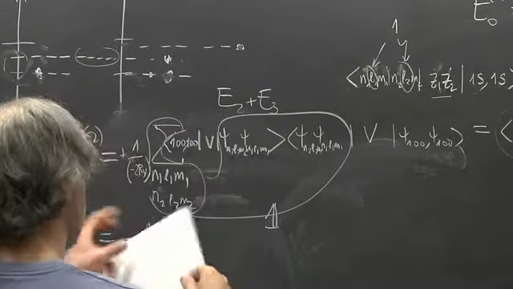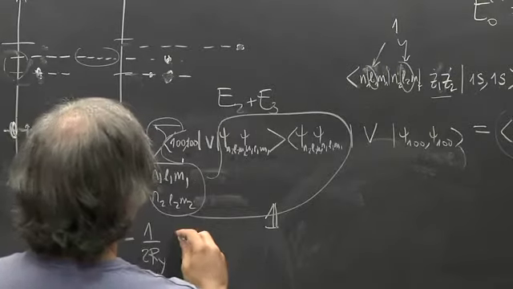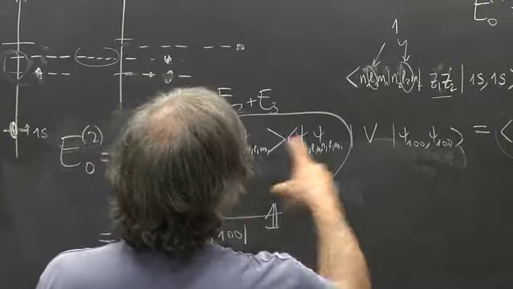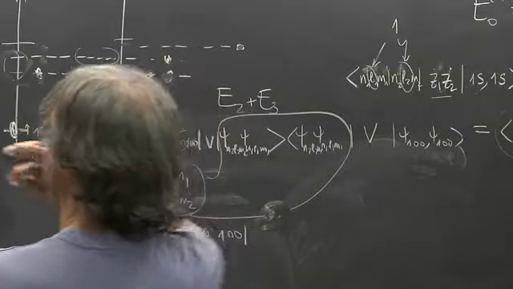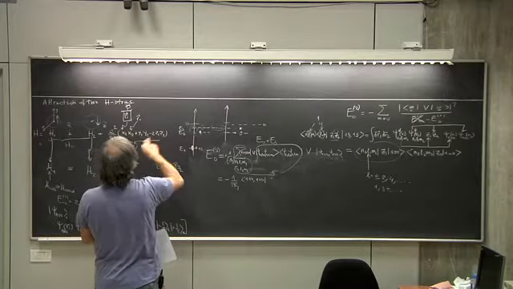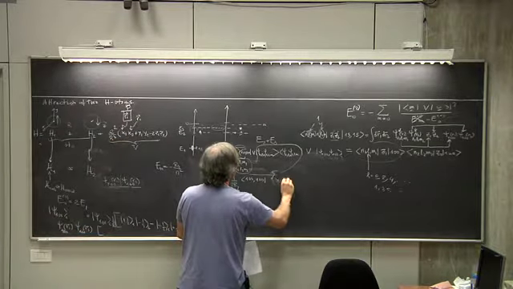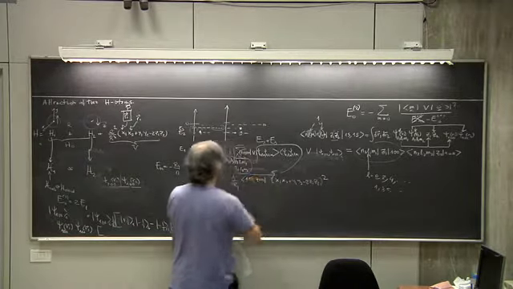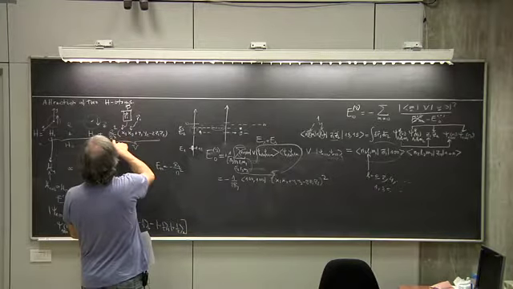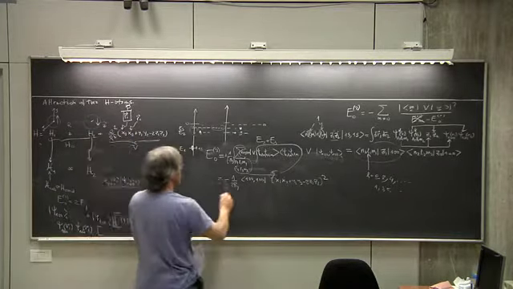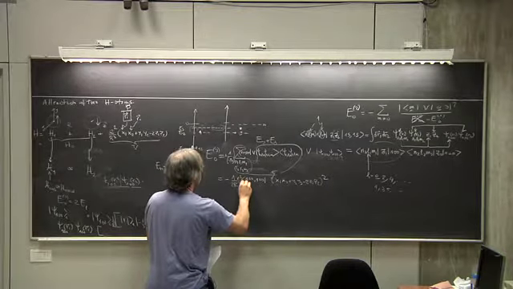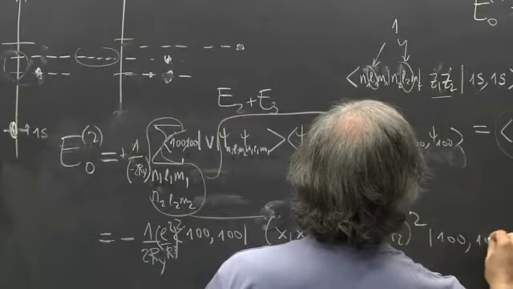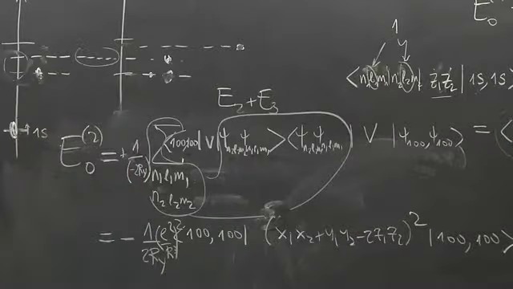times what? Now, a simple enough matrix element. It is 1, 0, 0, 1, 0, 0, V times V. So V squared. So this element squared. First of all, I have x1 x2 plus y1 y2 minus twice z1 z2, squared. That's not enough. I have also e squared over r cubed, squared. So let me put it here. E squared over r cubed, squared. And then I have 1, 0, 0, 1, 0, 0.